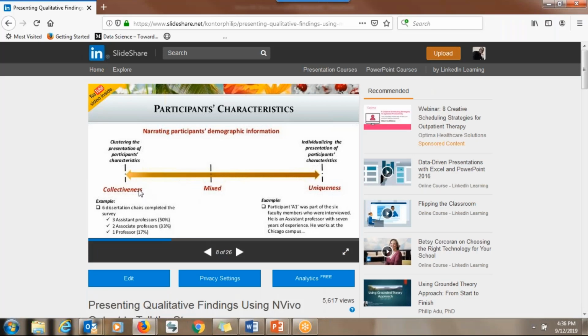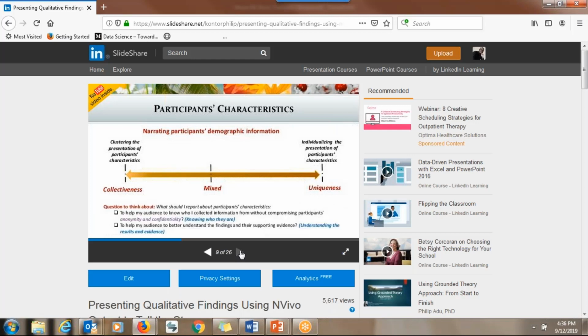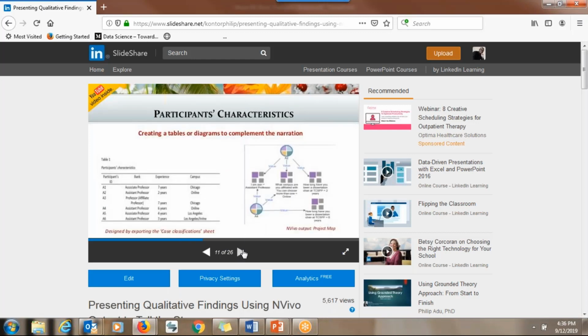You can do it in a collective manner or you can do it in a unique manner. If you think that participants have some unique characteristics that you want to share with your audience, you can present participant characteristics individually. If you think that they have some collective information that you want to share, you can present it in the collective manner. So I always refer them to one of my presentations and a slide, so that it's a way of giving them examples. So that's what I have to offer. I don't know whether I have addressed your question. If not, we can clarify.